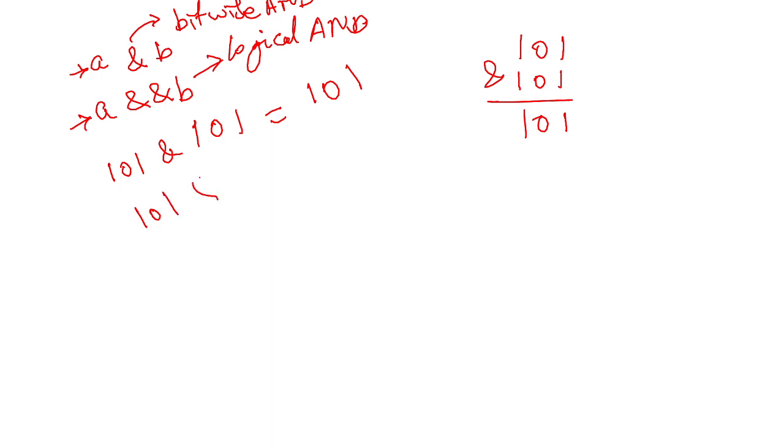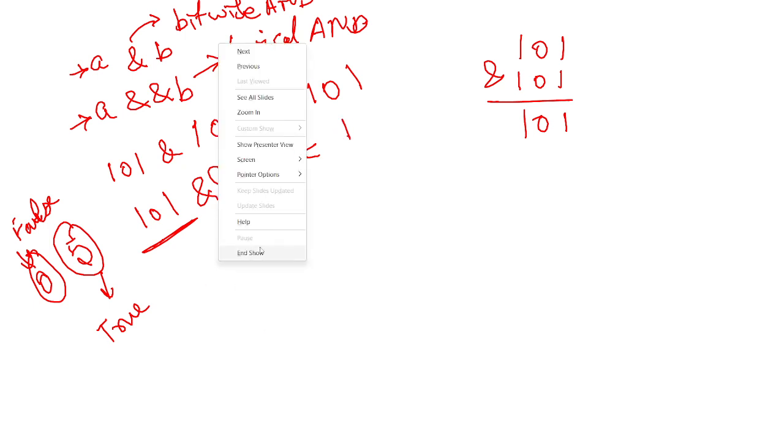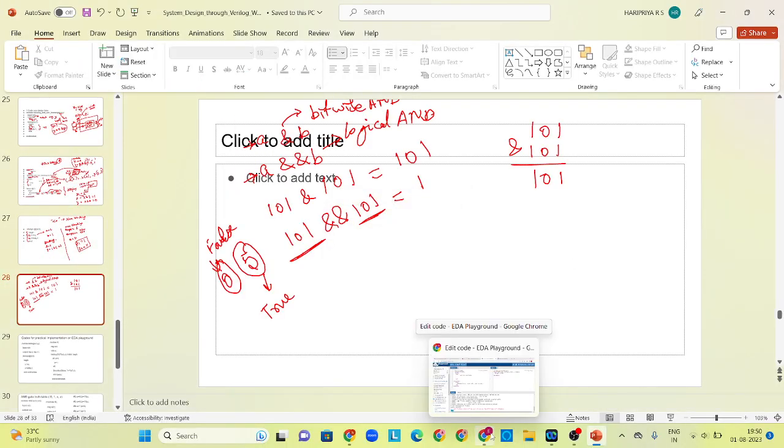Whereas if I am using a logical operator, this is a true value, this is a true value. 0 is considered as false, but any other value like this 101, which is a decimal 5, will be considered as true. So this and this are true, so the output will be 1. Okay, madam. Fine. Ma'am, what about the negative numbers?